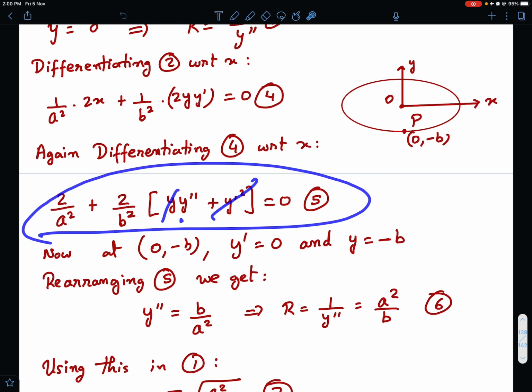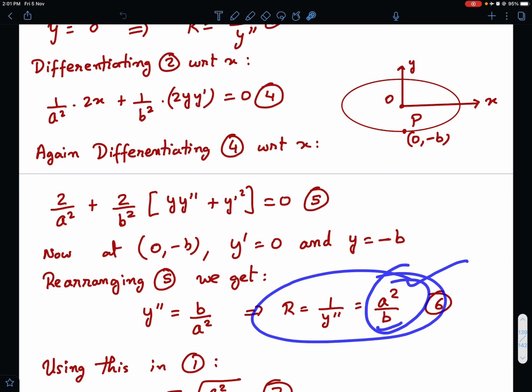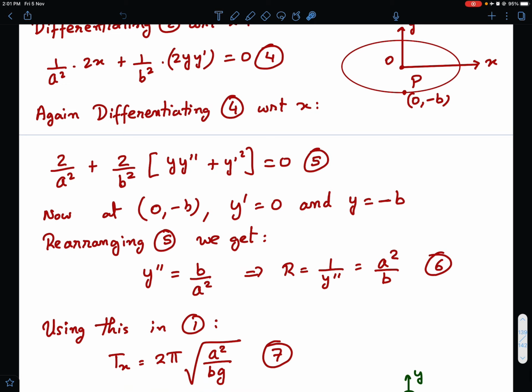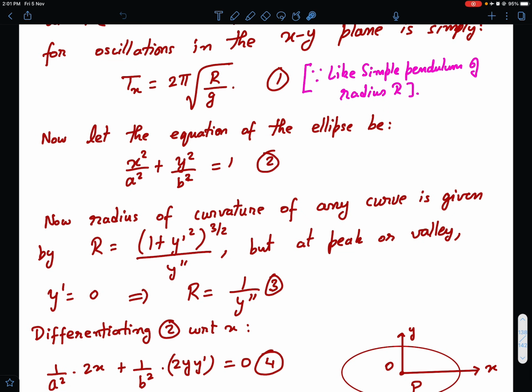So when you calculate y double dash, you can do it mentally also. If you just rearrange this equation putting this as 0 and this as minus b, you will get y double dash as b upon a square. Okay. So therefore radius of curvature simply becomes a square divided by b, where a is the semi-major axis and b is the semi-minor axis.